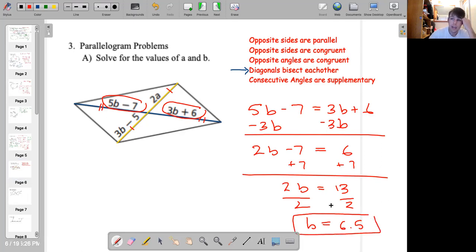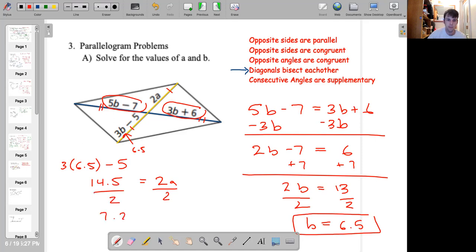We also want to solve for a, so we can use this to help us out. If I substitute in 6.5 here, that's 3 times 6.5 minus 5. Calculator in front of me. 3 times 6.5 minus 5. That is 14 and a half. And that is going to be equal to 2a. Pretty easy equation now. Divide by 2, divide by 2, I get 7.25 equals a. Again, you may have to solve for them in a certain order in order to make it work. In this case, we did have to solve for b first to make this one work well for us.